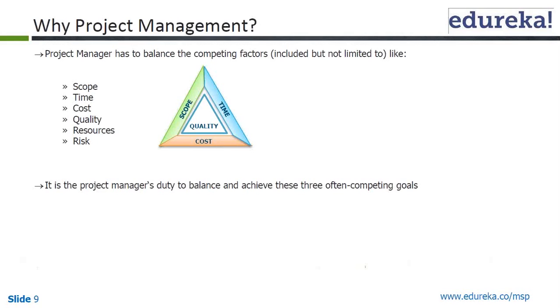That's how they are called competing factors. The triple constraint was scope, time, cost earlier. But as you can see, it is not limited to the triple constraint. It can be extended to quality, resource, risk, and further to procurement, and even stakeholder management, etc. So there are 10 knowledge areas, and any of the knowledge areas can affect the other knowledge areas as per the PMBOK Guide, 5th edition. It is our duty as a project manager to balance and achieve these often competing goals.